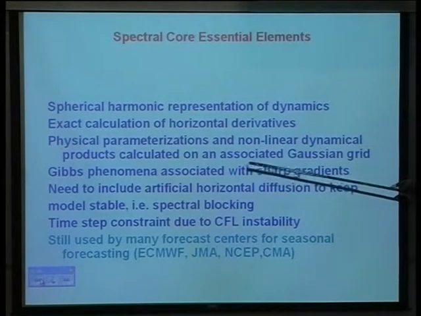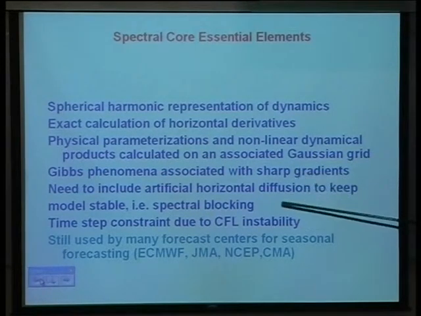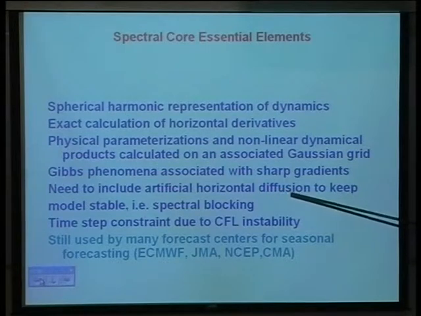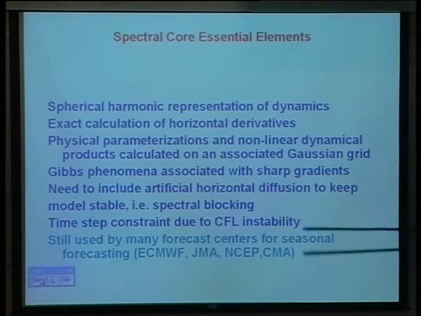Problems with it are that it has a Gibbs phenomenon associated with sharp gradients. I'll show some examples of that. You get some bizarre behavior that people have made various attempts to overcome, and some things like you get negative mountain heights over the ocean. First of all, you get mountain heights over the ocean because the topography gets spread, and then they're negative as well, and then you get negative moisture. Another aspect of it is that because it's not diffusive at all, you have to add in horizontal diffusion to keep the model stable. This phenomenon is called spectral blocking.